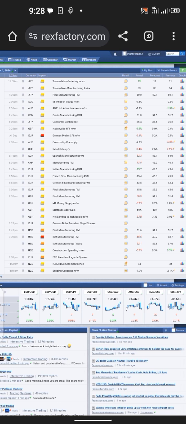Number 5, we have global conflict. Wars, terrorism, and other conflicts create uncertainty and risk, often leading to capital flight to safe haven currencies like the US dollar, Swiss franc, or Japanese yen. These can strengthen those currencies while weakening the currencies of those directly involved.